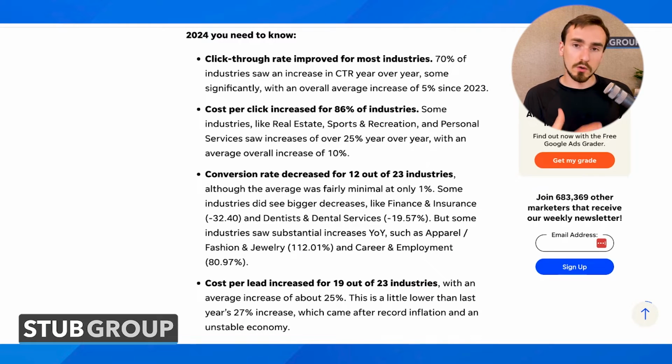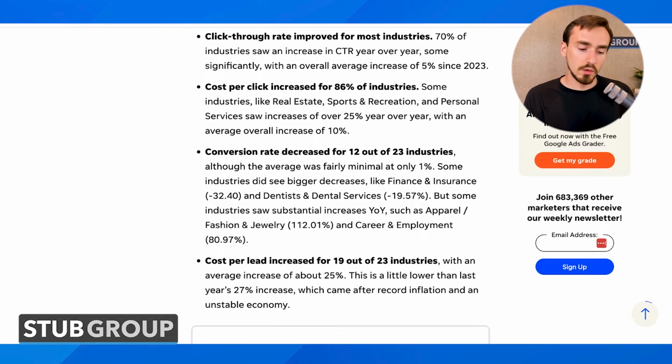Cost per lead, according to Wordstream's data here, increased for a similar number of industries, a little bit more than the number where the conversion rate decreased. Makes sense, obviously. If conversion rate decreased, what they're counting as a cost per lead is going to increase as part of that, especially if cost per clicks are going up at the same time. Again, take all that with a grain of salt for all the reasons I mentioned earlier.